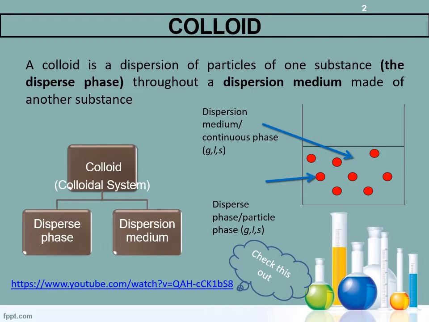A colloid system consists of a dispersed phase and a dispersion medium. A colloid is a dispersion of particles of one substance, which is the dispersed phase, which can be in gas, liquid, or solid form, throughout a dispersion medium made of another substance. The dispersion medium can also be called the continuous phase, and can also be gas, liquid, or solid.